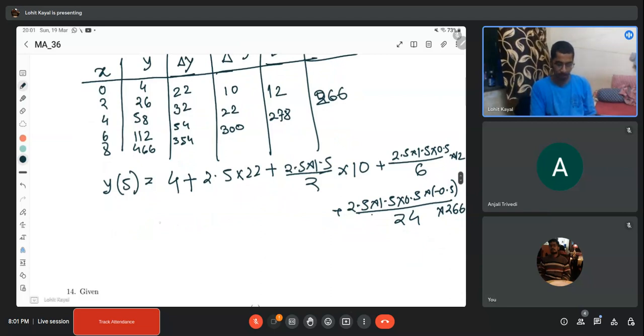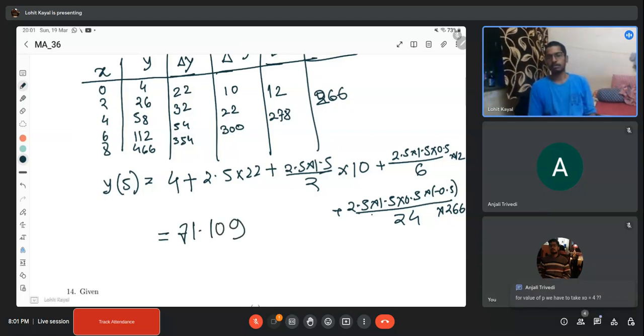So I have already done the calculation previously. If you do the calculation, you will get a result of 71.109. So this will be your final result.